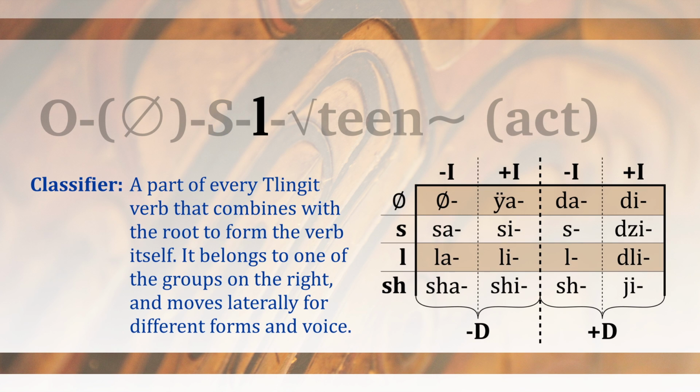The next slot over is the classifier, which is often one of the most confusing parts of the Tlingit verb. Every Tlingit verb has a classifier that combines with the root to form the verb itself. It belongs to one of the groups on the right. We see the groups as 0, S, L, and SH. The classifier can move laterally on this chart between -I, +I, -D, and +D to specify certain verb forms and to change how the verb is functioning. As James Crippen explains, the root contains the meaning of the verb, and the classifier helps to tell you what the verb does.